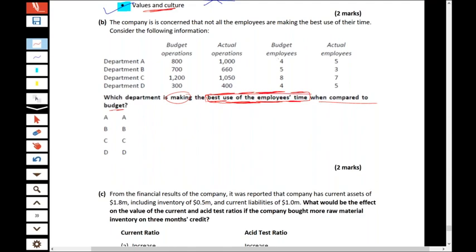Okay, so this is budgeted operations, this is actual operations, this is budgeted employees, and this is actual employees. Employees' time. Just read this question, see the figures and analyze the data. This is called data analysis as well.